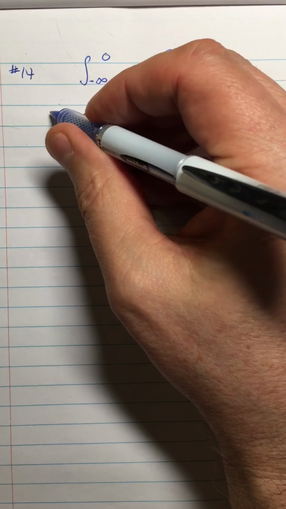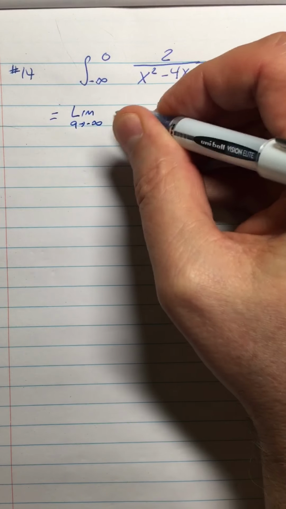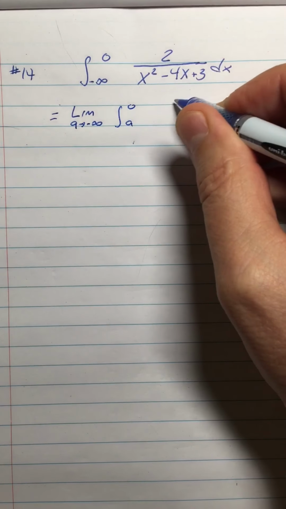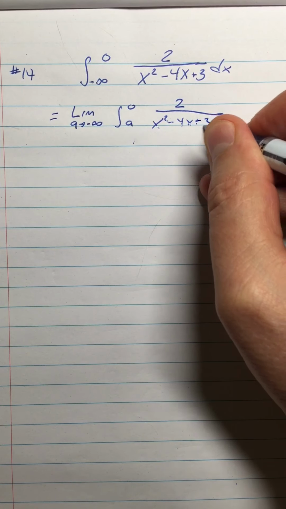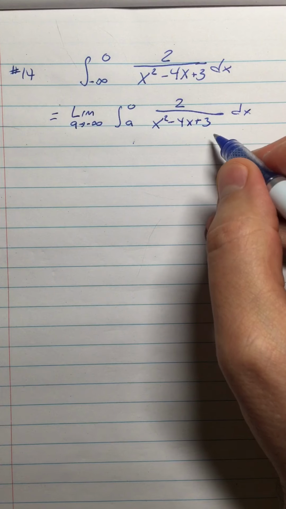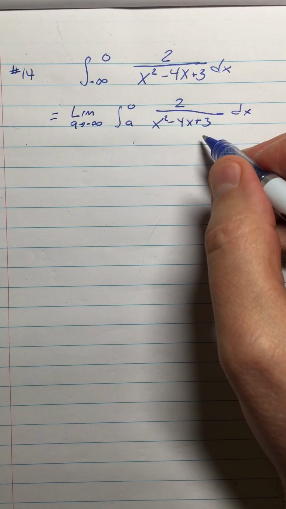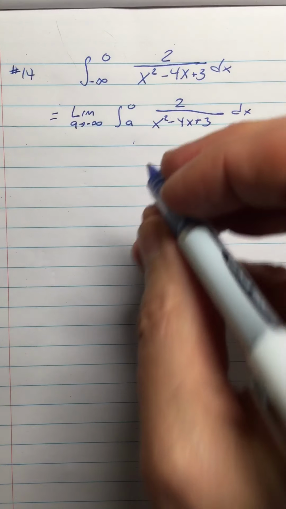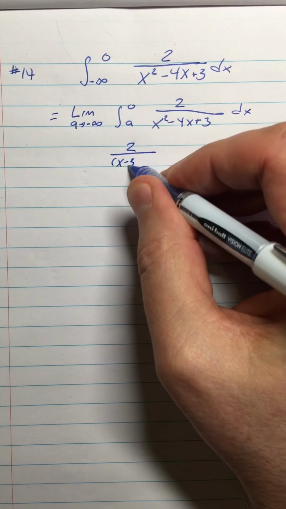So what we're going to do is split this out as a limit as a approaches negative infinity of the integral from a to 0 of this same thing, 2 over x squared minus 4x plus 3 dx. Once again, if the denominator didn't factor, you could consider completing the square here. Since the denominator does factor, it's easier to do partial fractions.